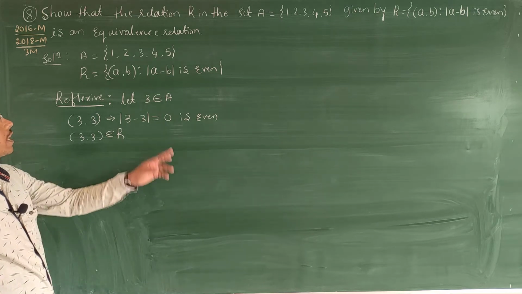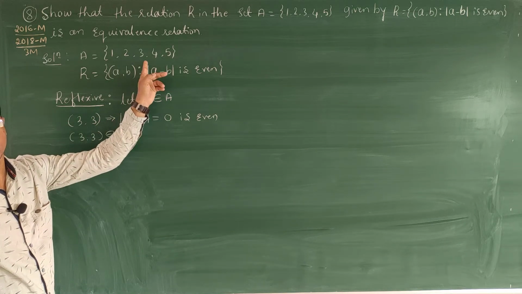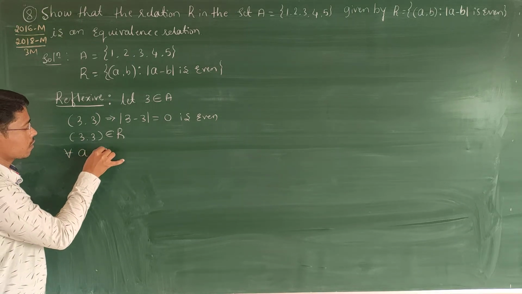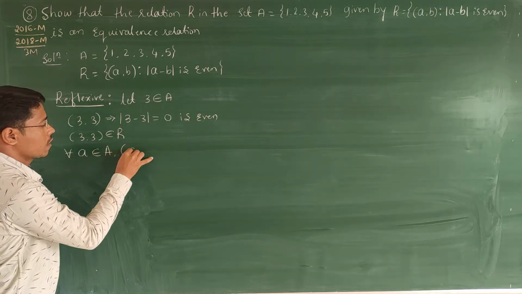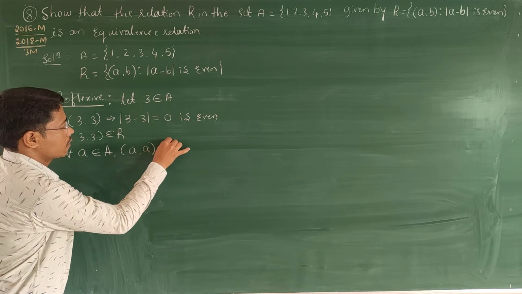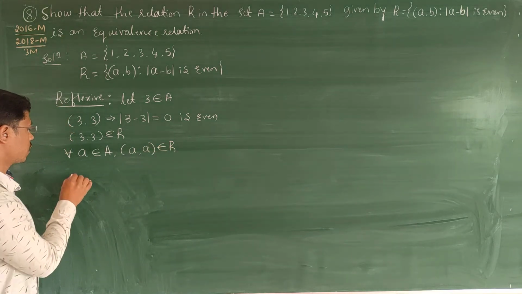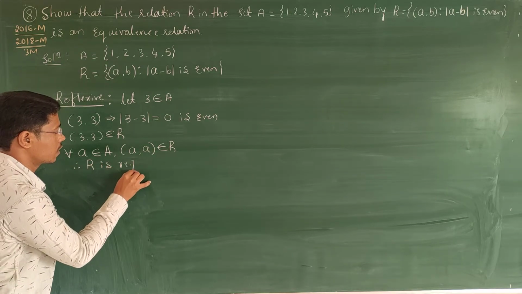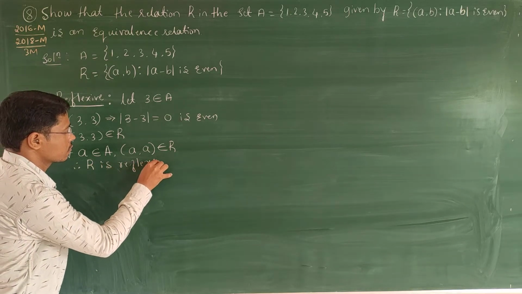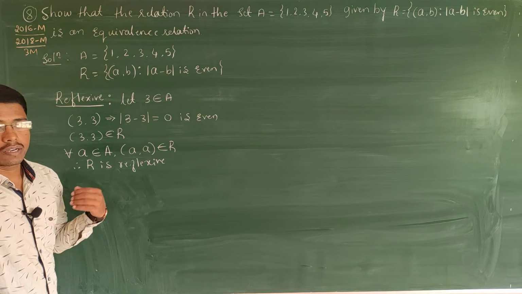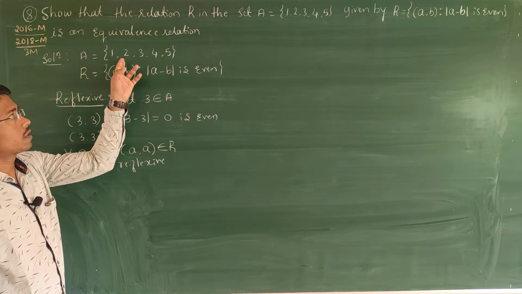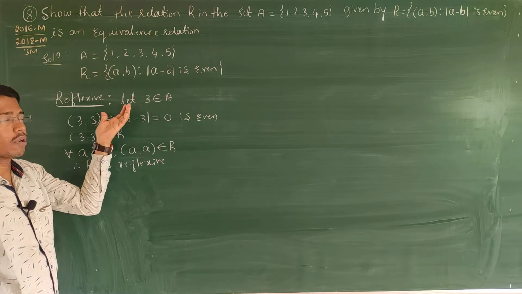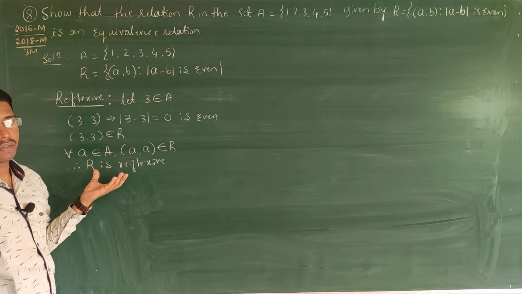We cannot check all of these separately, so what we do is generally write: for all a belongs to the set A, (a, a) belongs to R. Therefore R is reflexive. So for our confirmation, just take a number and put it in the relation, check whether it is reflexive or not, then write generally.